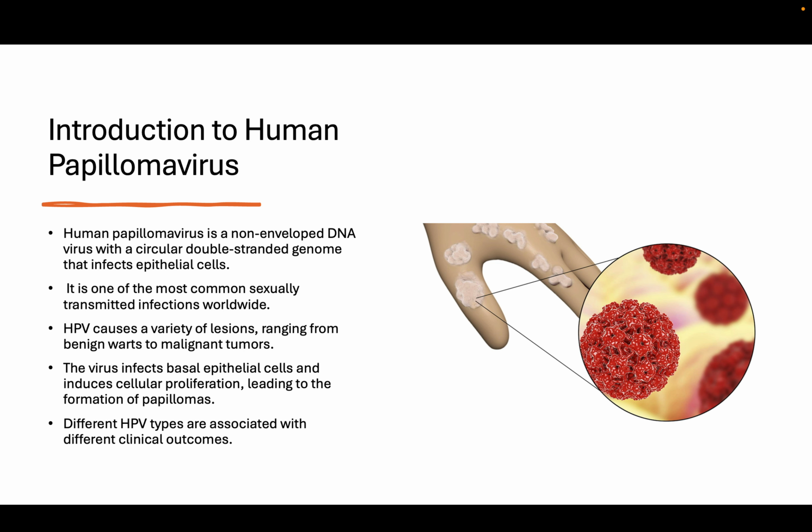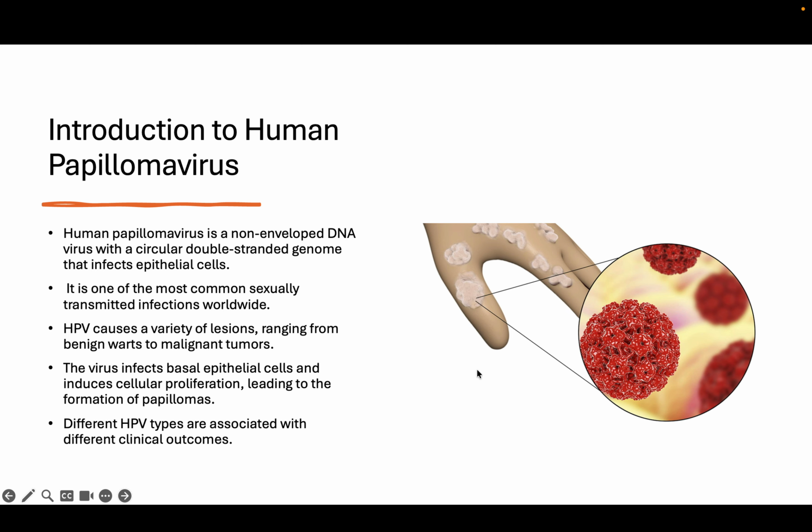So now let's go on to human papillomaviruses. Human papillomaviruses are a bit weird in that they are non-enveloped DNA viruses. They have a circular double-stranded genome, so we've moved away now from your herpes viruses. It's the most common sexually transmitted disease worldwide. HPV can be transmitted sexually, and it can cause different types of lesions.